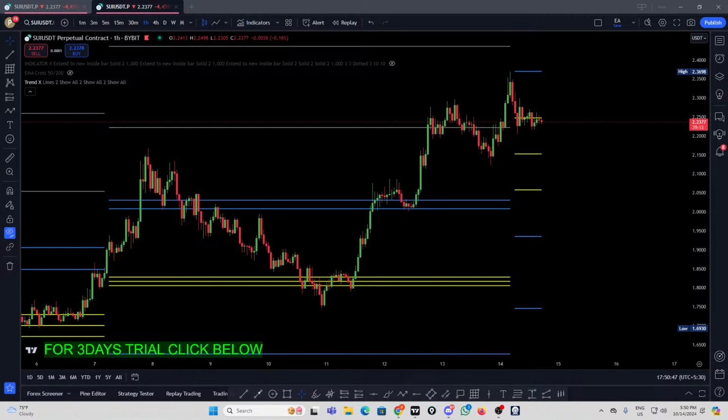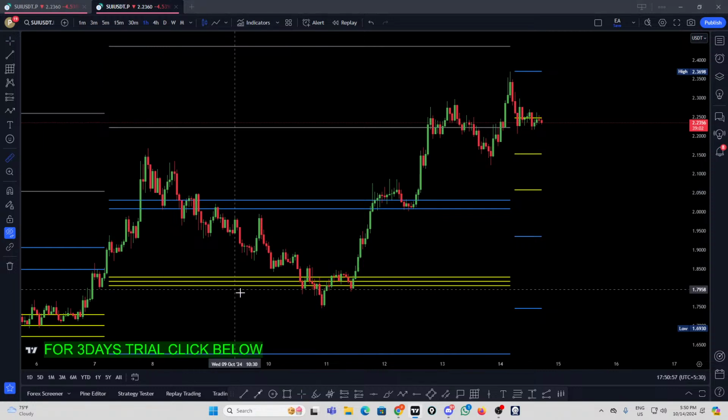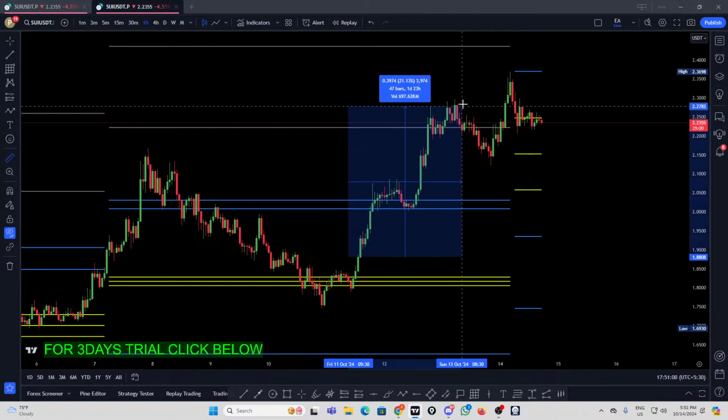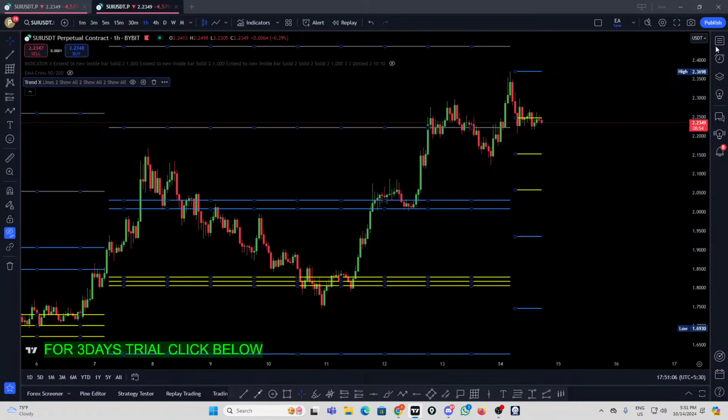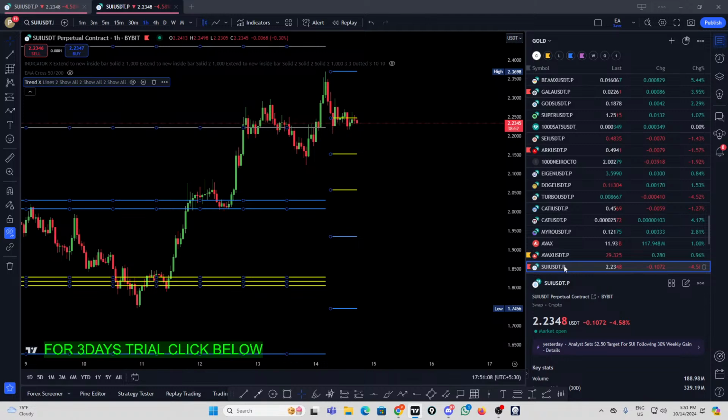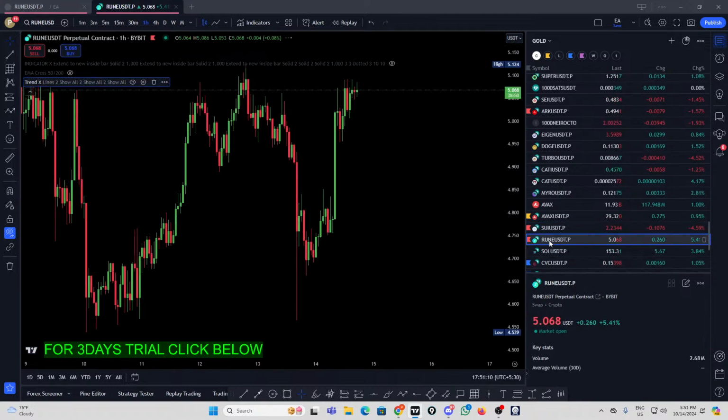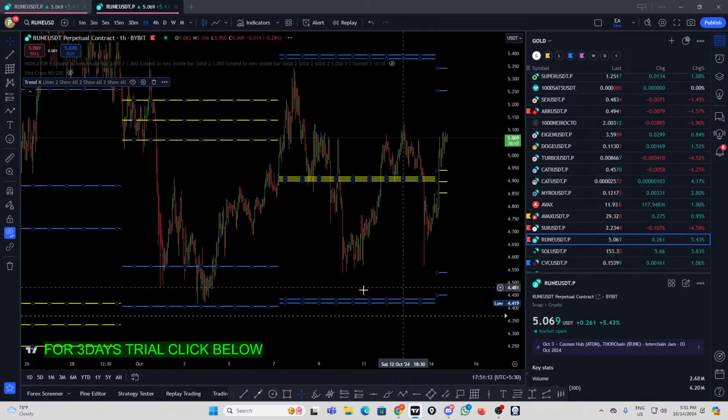But my point is, try to take your trades from the weekly Trendex, correct? Just look at this. The market started from this area, and almost, I think, one second. This area, let's take from this area, gave us 22%. No problem if you miss this trade.